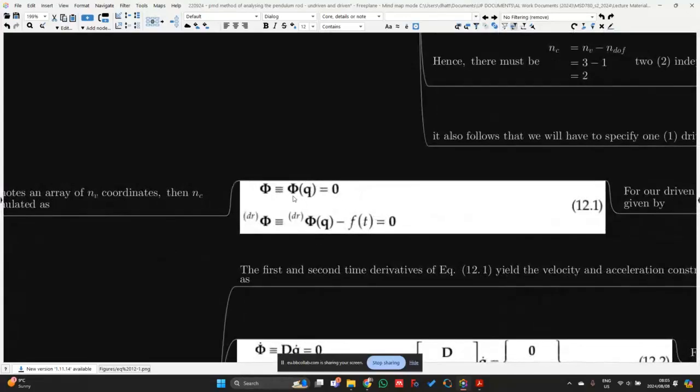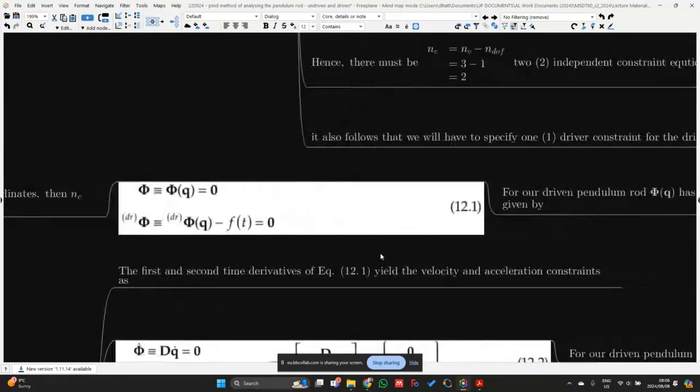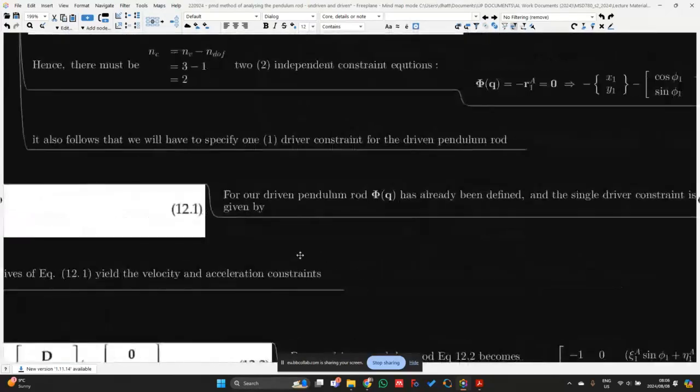So in other words, what this shows us is that if we look specifically at these driver constraints over here, we can express our driver constraints as a function of time. And that's what we're going to do as well when we look at the second example of our pendulum rod.